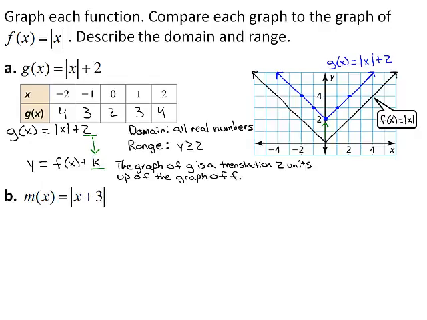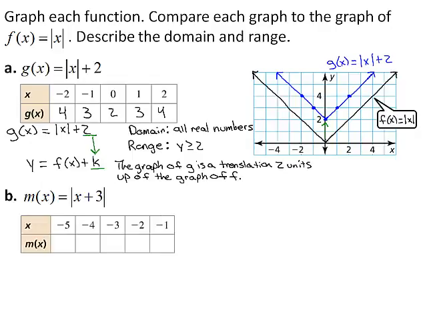Part B. m of x equals the absolute value of the quantity x plus 3. First you want to make a table of values. Substituting negative 5 for x in the function m gives m of x equals 2. Similarly, when x equals negative 4, m of x equals 1.